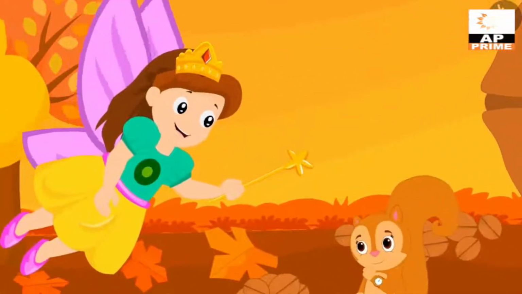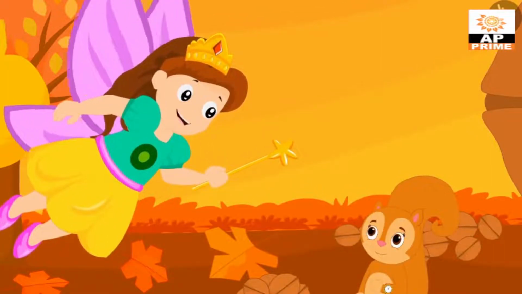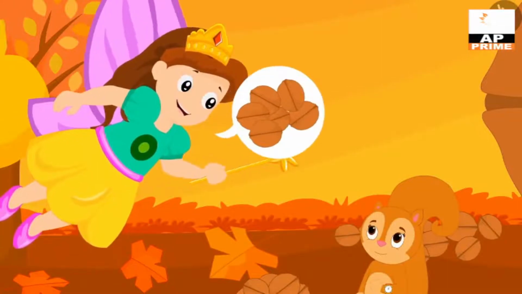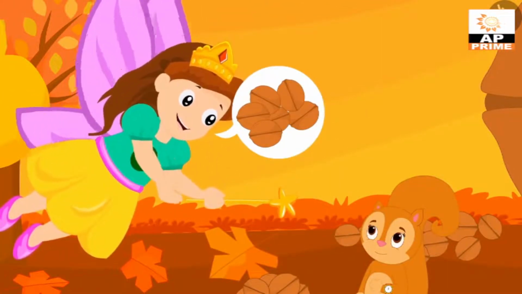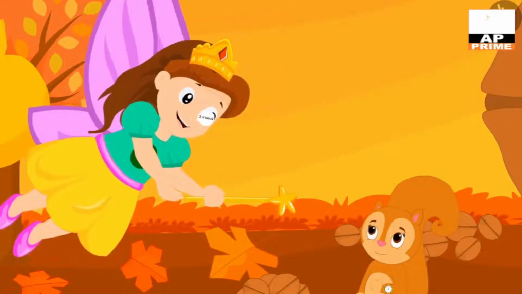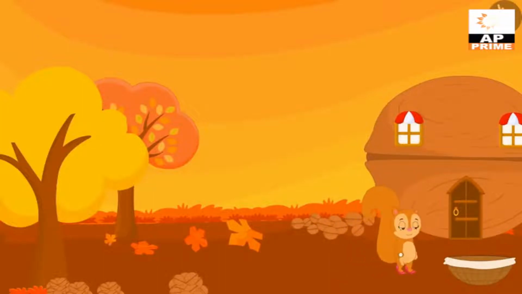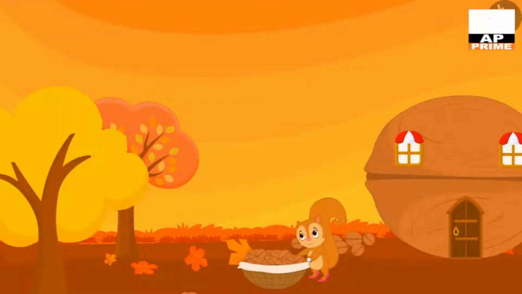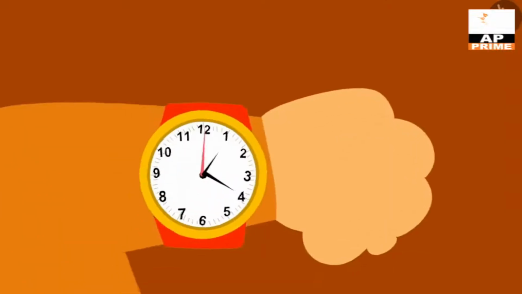Once again, the angel came there. She told Chanda that she can collect as many walnuts as she can and take with her till 2 o'clock. Chanda found a basket there and started collecting walnuts in it.